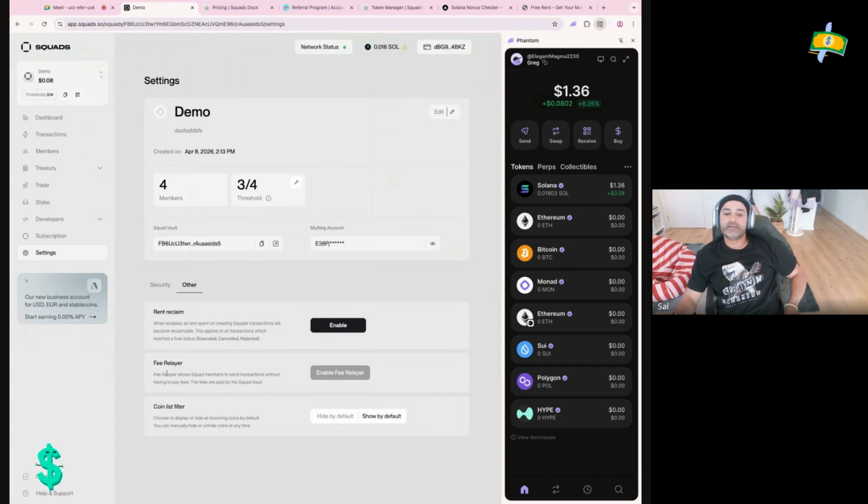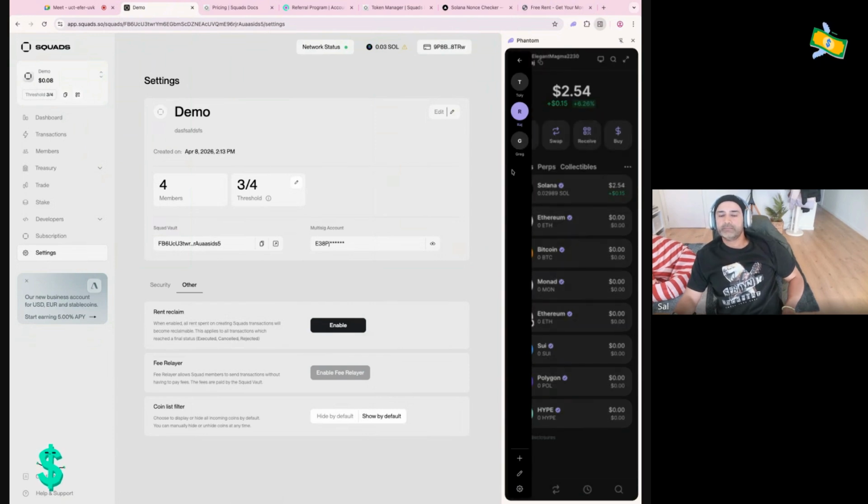A fee relayer addresses the issue that I had with Raj's account not having any funds and Nissan not having money in his account. What you can do is sponsor from your treasury to pay for everyone's fees. If they're part of the organization, you shouldn't have an issue paying for their fees. So the fee relayer allows you to pay for everyone's fees that executes transactions in your squad.